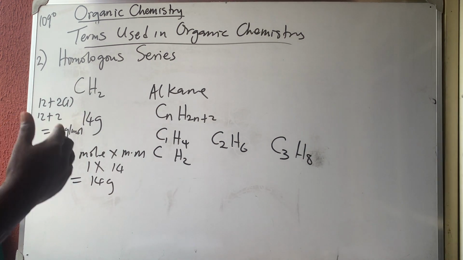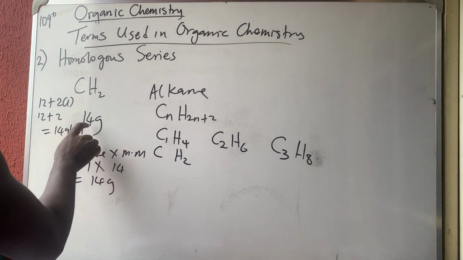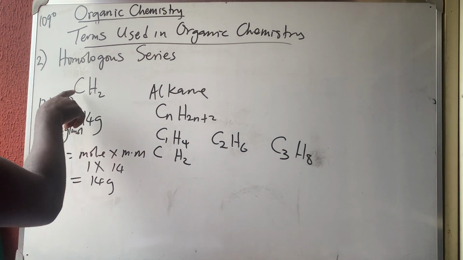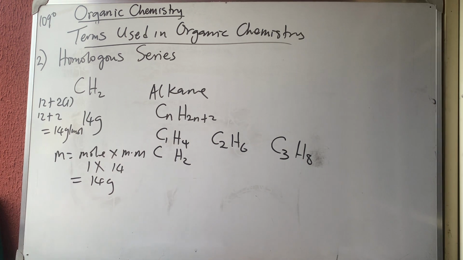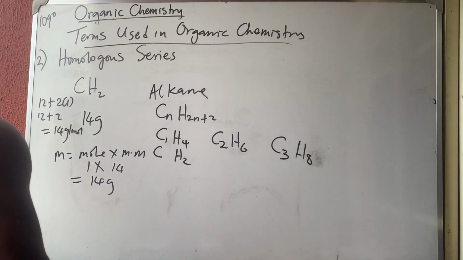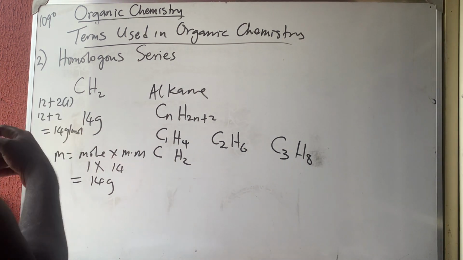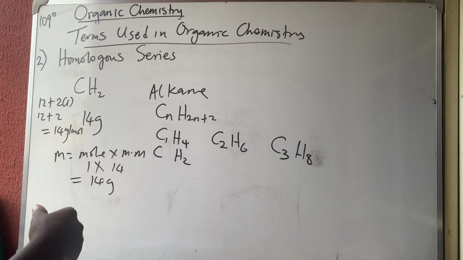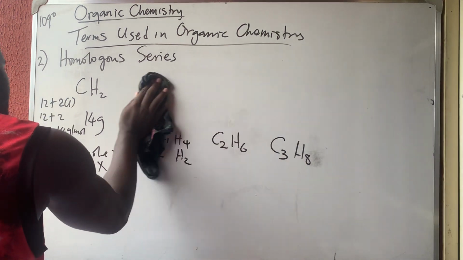So to get the next member is simply by adding what? 14 gram, or by adding what? CH2. As simple as that. Okay, or the methyl group. So that is that.